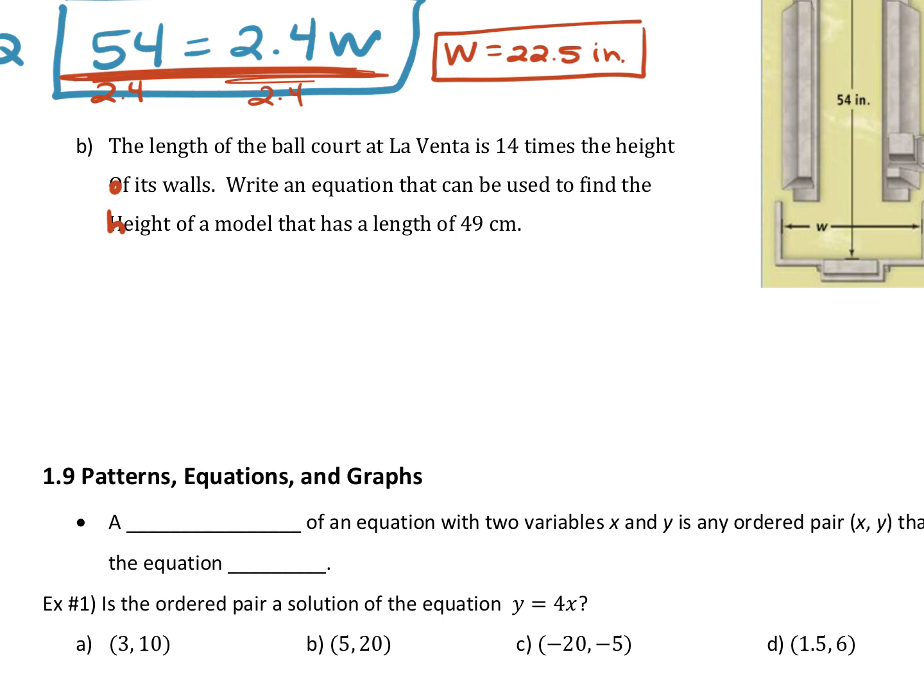And honestly, on these ones, you guys, I think it makes a whole lot of sense to draw a picture if you are a visual learner, right? If that helps you to see it, then draw a picture. See what it would look like. They probably should have told you that the court is a rectangle, but it's a ball court. Most are, right?